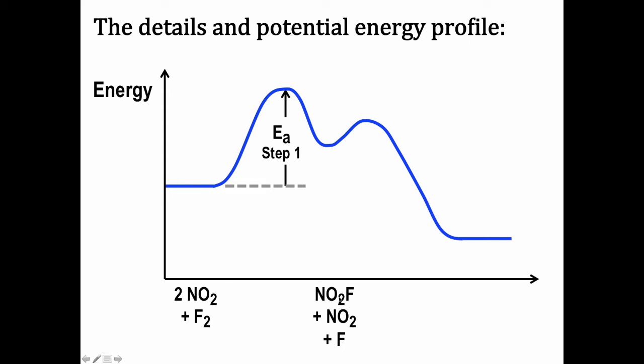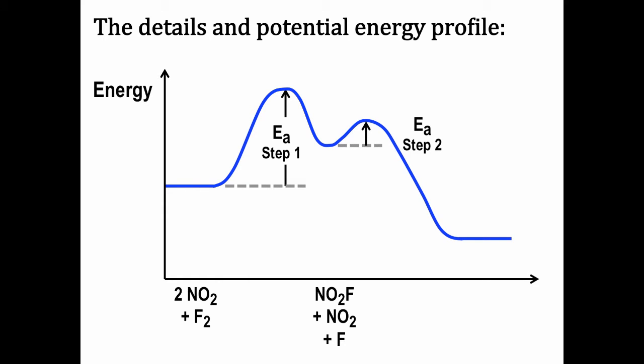So this is the products of step 1, and here's the activation energy that's needed to be overcome to get to the end of step 1, where we have NO2F and NO2 and F as our products at the end of that step.